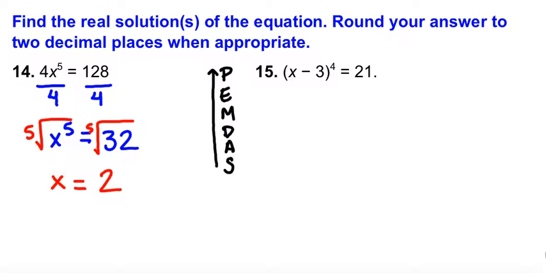Let's try another one, number 15. x minus 3 to the 4th equals 21. So first step we're going to do is work our way in, peeling away the layers like an onion. So the first thing I see is the 4th power. So first thing you're going to do is take the 4th root of both of those sides. Now when I do that, I'm left with x minus 3, because the 4th power and 4th root cancel. And then whatever the 4th root of 21 is in my calculator.